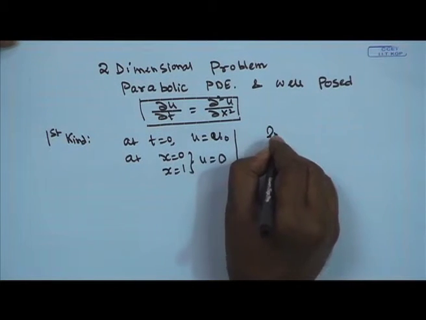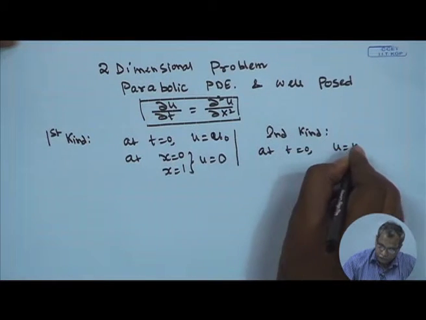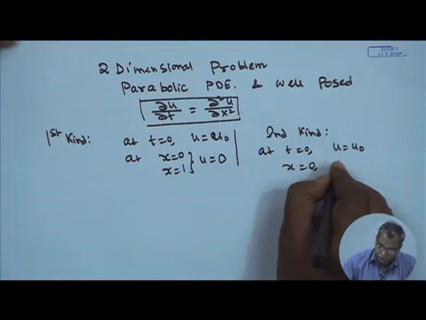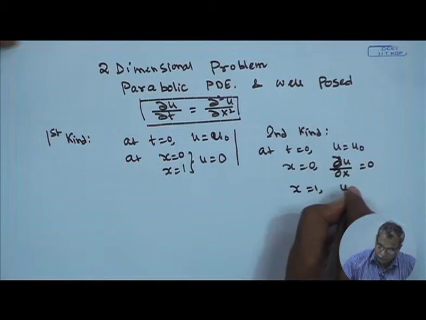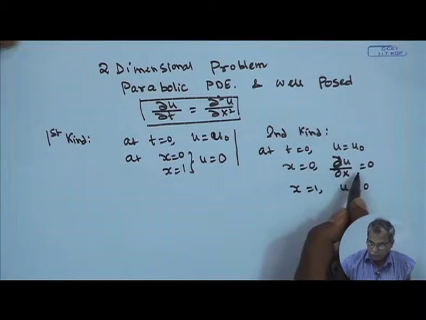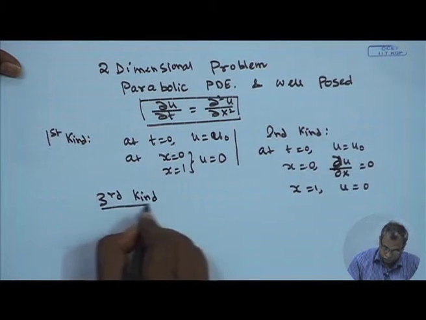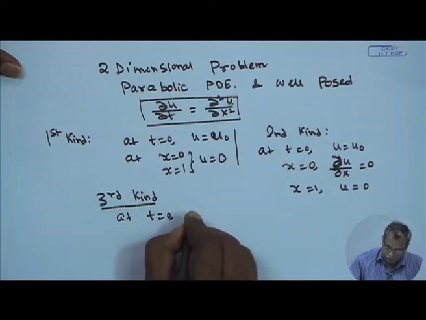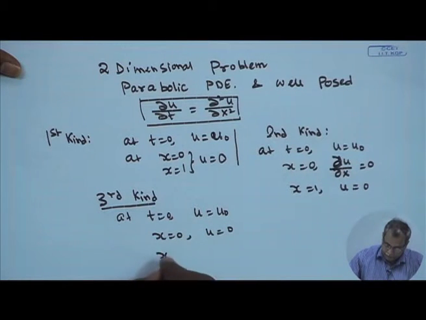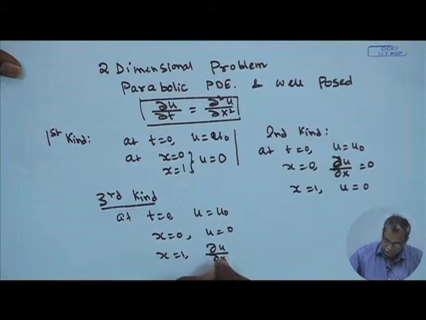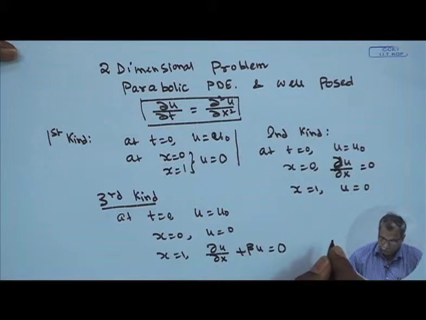Now what is the second kind? The second kind is at t equal to 0, u is equal to u naught; at x equal to 0 we have del u del x equal to 0; at x equal to 1 we have u equal to 0. So in this problem we have the Neumann boundary condition at x equal to 0. And the third kind will be at t equal to 0, u equal to u naught; at x equal to 0, u equal to 0; at x equal to 1, del u del x plus beta u equal to 0. So this will be the third kind of boundary condition.